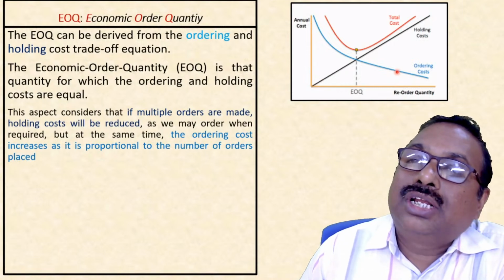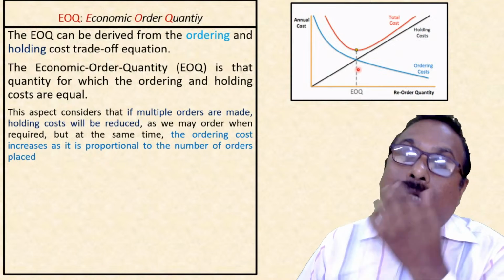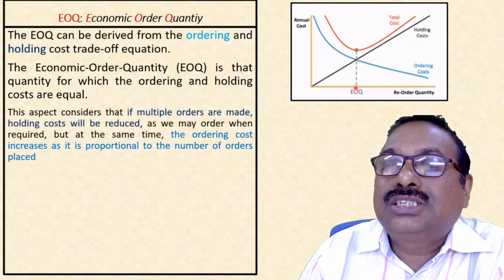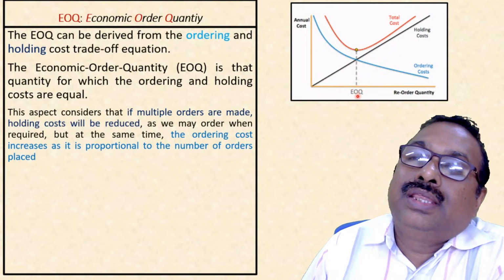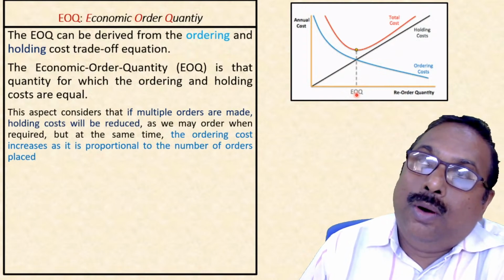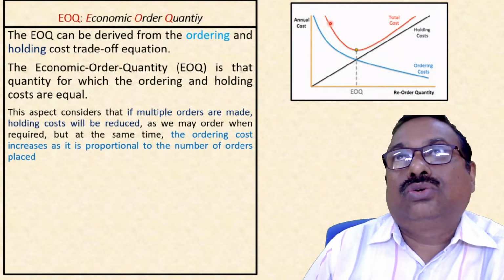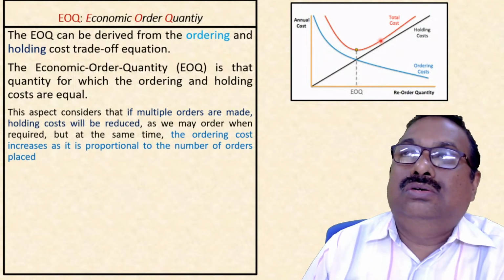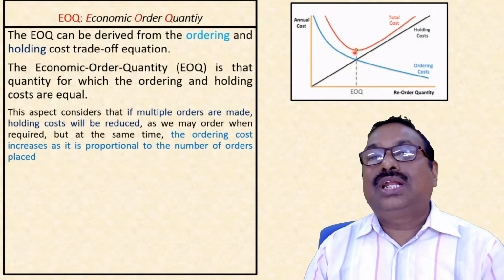So we add this ordering and holding cost, and we get the total cost, right? The total cost has a minimal point, this point. The quantity corresponding to this point is your EOQ. That means this is your economic order quantity. If you purchase less than EOQ, your total cost increases. If you order more than EOQ also, your total cost increases. If you order at this point, your total cost is minimum.